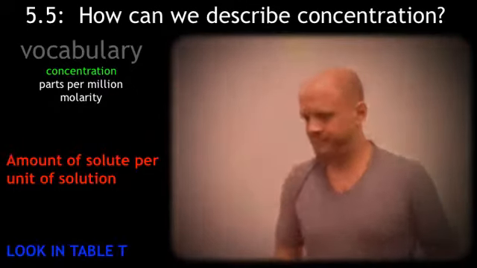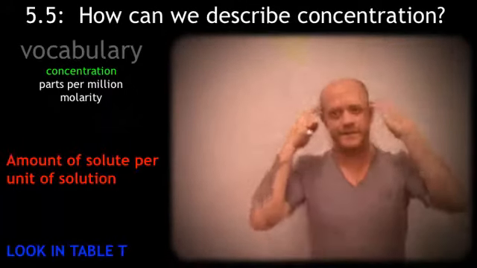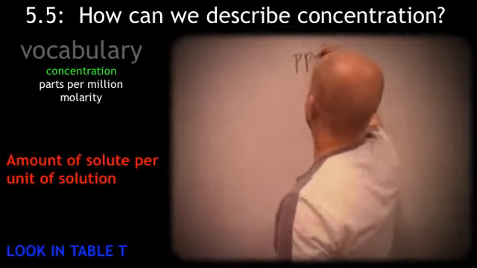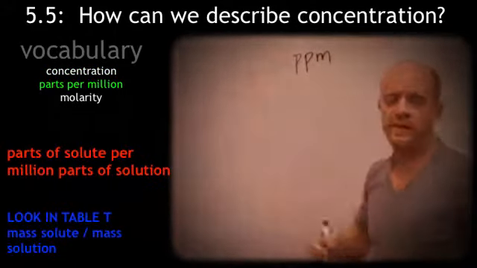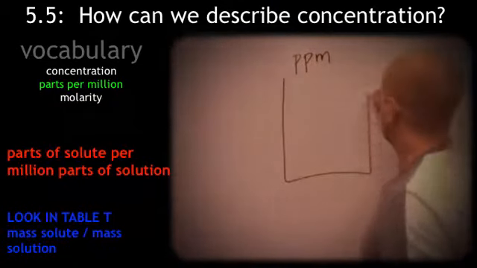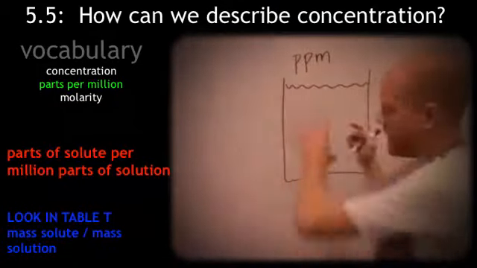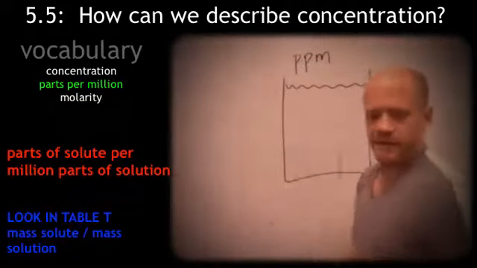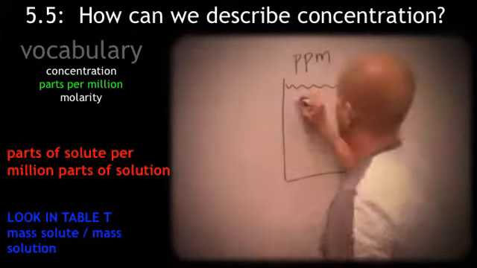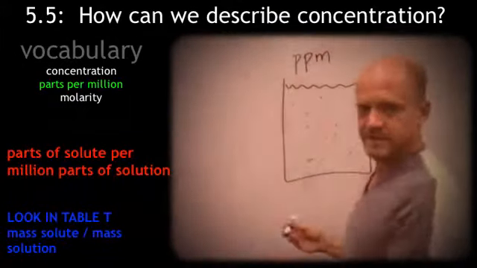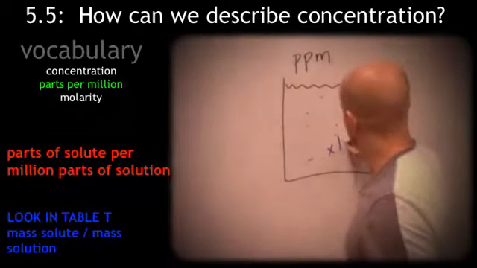Now, the one that is a little bit more self-explanatory is parts per million, and the way they write parts per million is ppm. So, parts per million would be like having 1 million water molecules, which I'm going to draw out. You get the picture. We have 1 million of these.